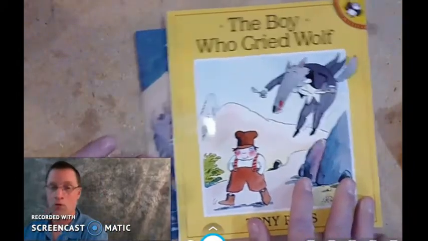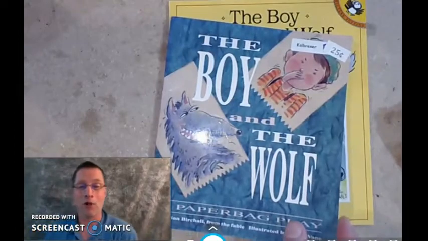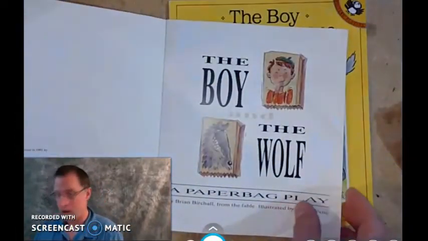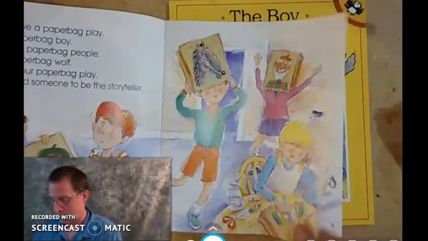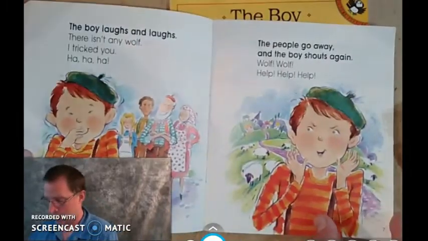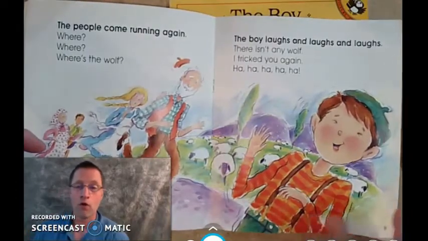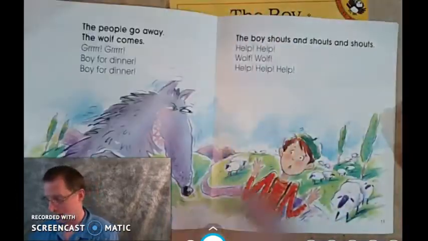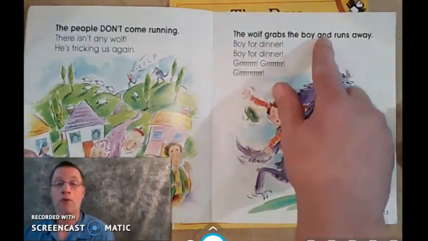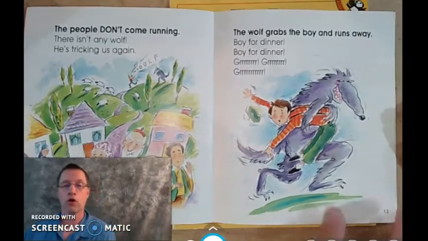It's called The Boy Who Cried Wolf, but before that, I found this really interesting one at the Friends of the Library, and it has basically the same story where a boy goes up and he yells for help, and the villagers come, and then he yells for help again, and they come, and they keep not finding the wolf, and then at the very end, look at this. The wolf grabs the boy and runs away. Boy for dinner, grr, grr.